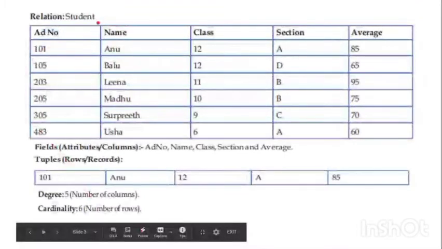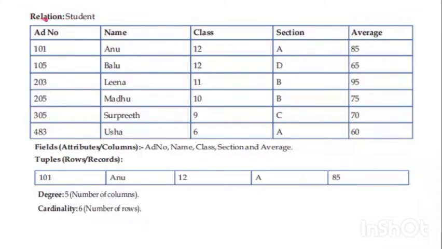So let us consider the example of a student table. Relation student means the table name is student. So it contains rows and columns. It is a relational database. Here we can see what are the different fields or attributes in this table. The attributes are the columns in the table. So what are the columns? Admission number, name, class, section and average. These are the attributes or fields of the table.